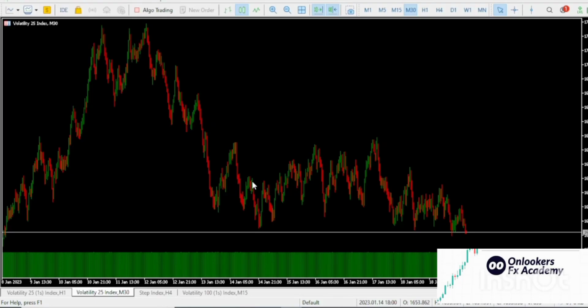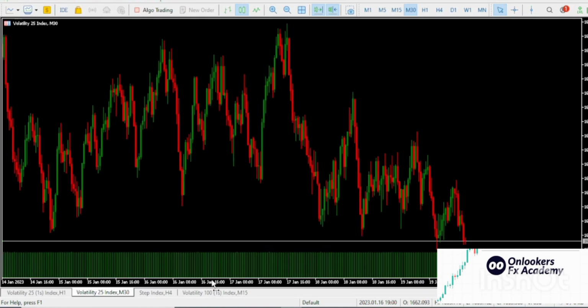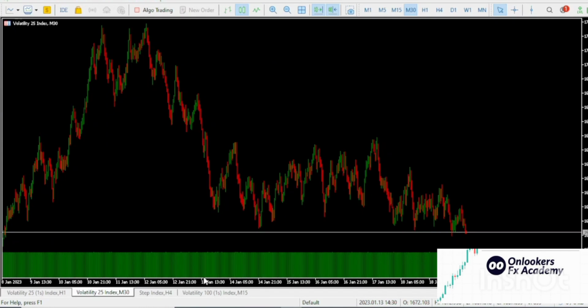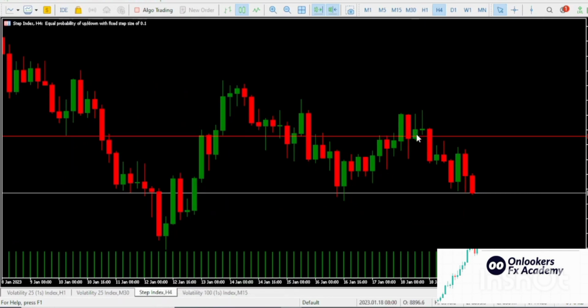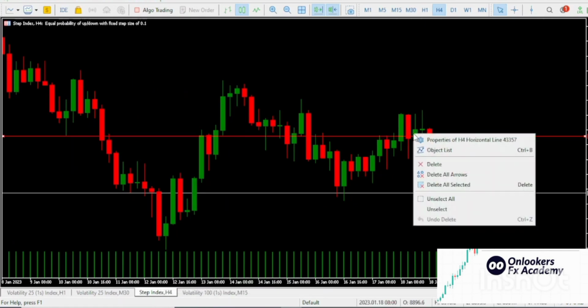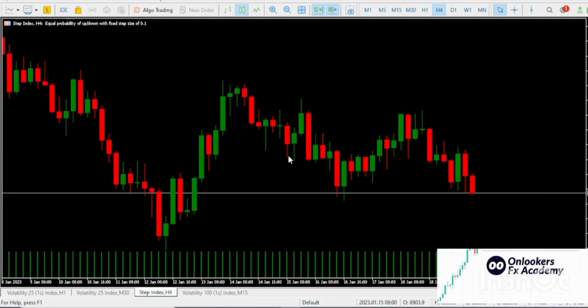Okay, good evening everyone. So today we're going to be looking at how to spot order blocks on synthetic indices. So this is VIX 25. We're going to look at it from VIX 25 and step index, though you can also use it on other indices as well.